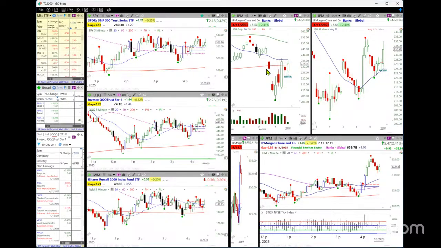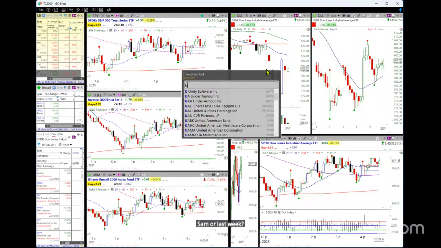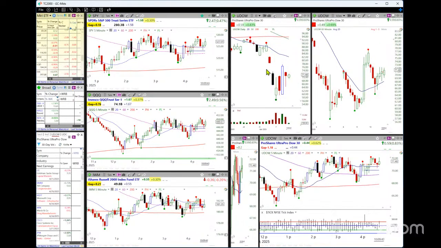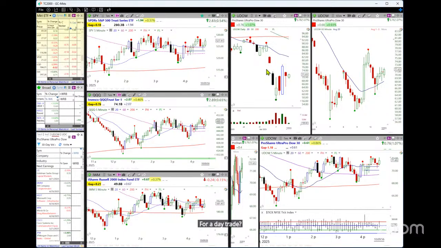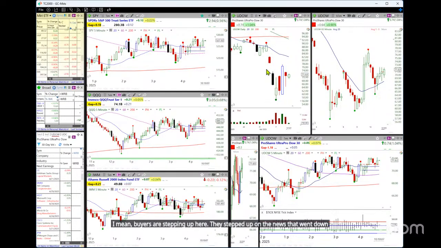And you traded the UDAO the other day, Sam, or last week, right? The leverage one, I think. Yeah. So I like, I mean, look at what the markets are doing here. If it can clear these highs for a day trade, I mean, buyers are stepping up here. They stepped up on the news that went down, it came back up again.